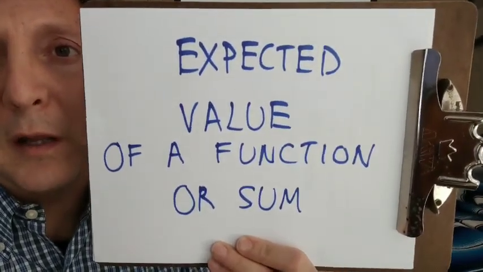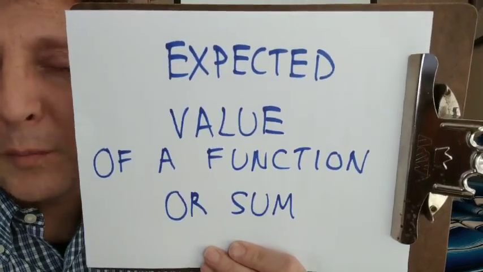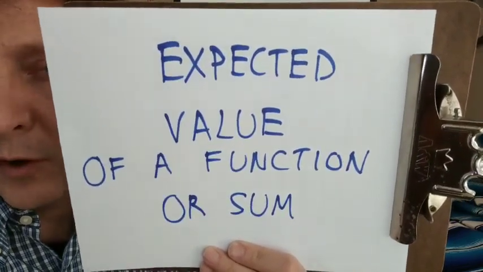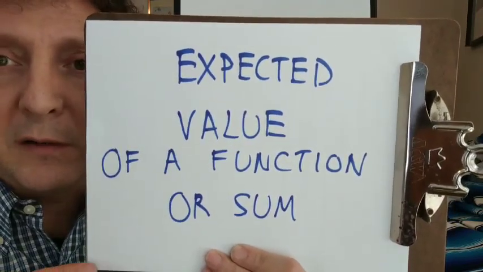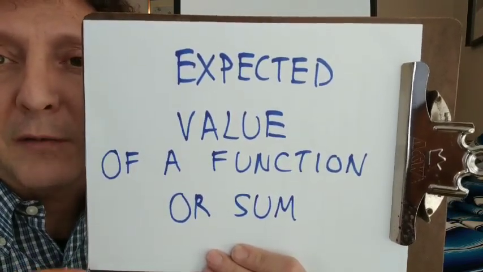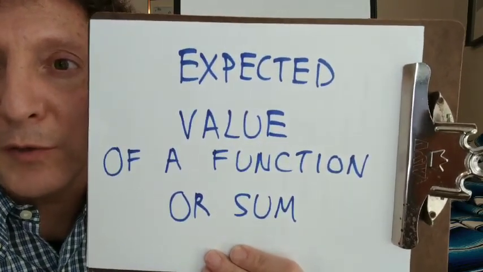We've talked about expected value of a random variable, sort of the best single number that describes all the possibilities for that random variable. Now we're also going to need to discuss expected value of functions of that random variable and expected values of sums of random variables.